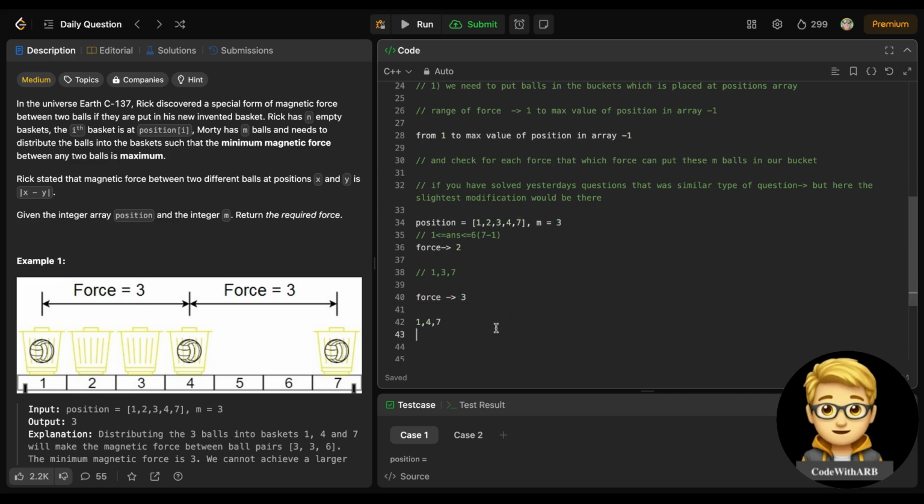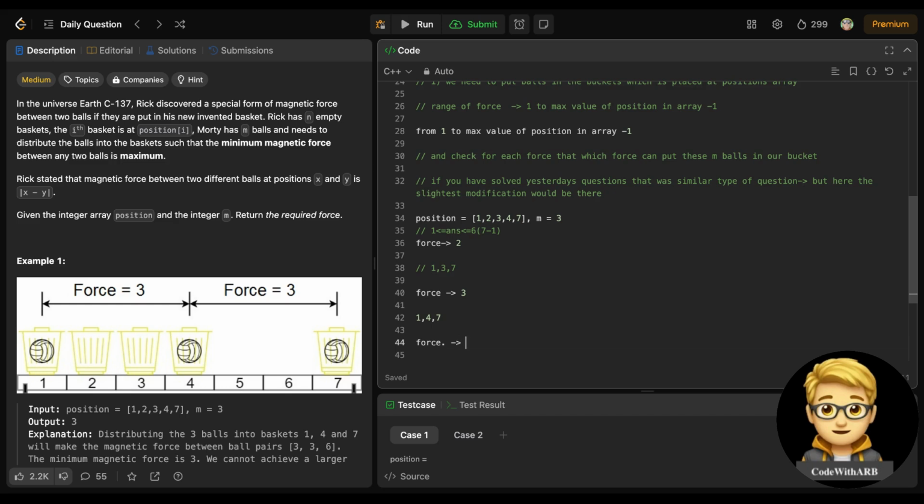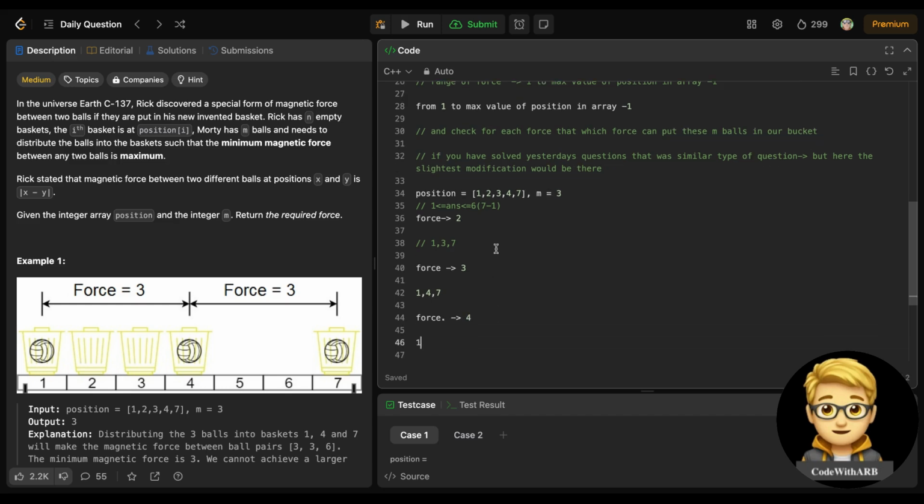Now I will check for 4 also, right? If I check for 4, the first ball is at position 1, the second ball would be at 5, but we don't have 5, so the next greater value is 7. So we will place that. But now the third position should be at 11. 7 plus 4 is 11, but we don't have that position. So it means I can place only two balls there. It means force 4 cannot be our answer.